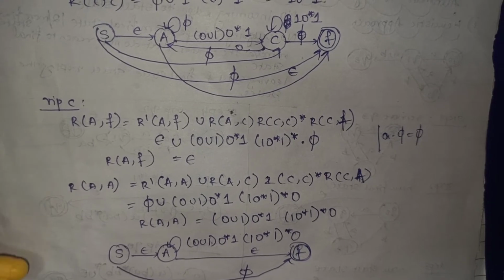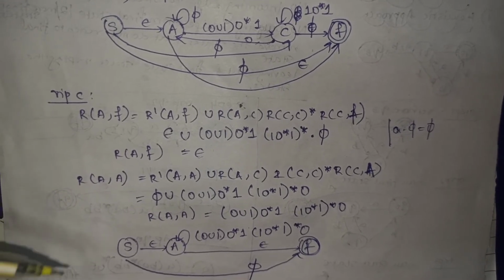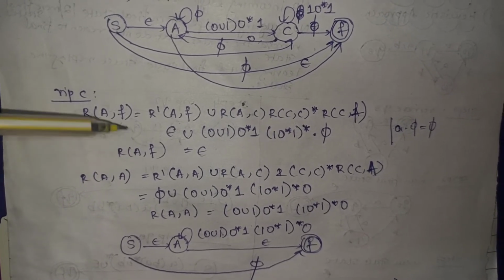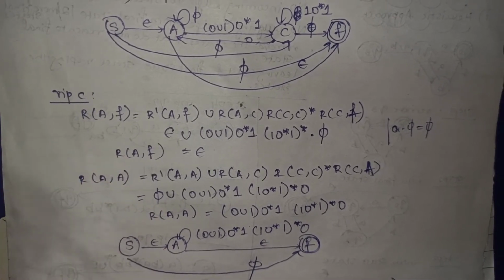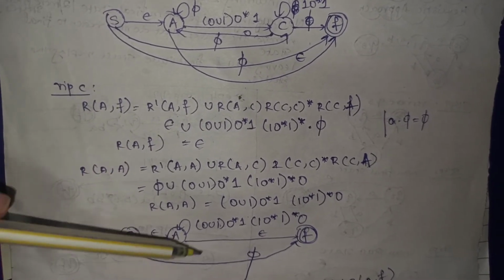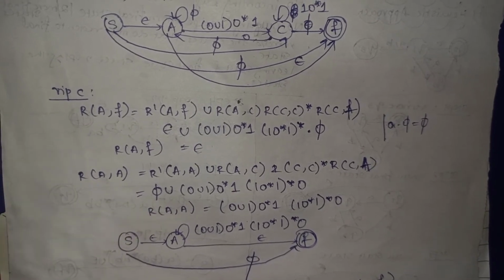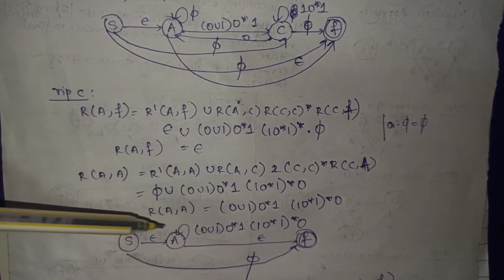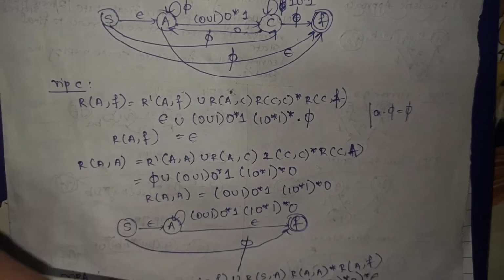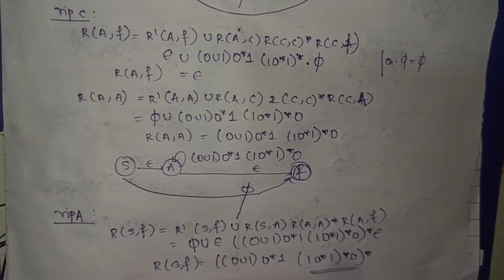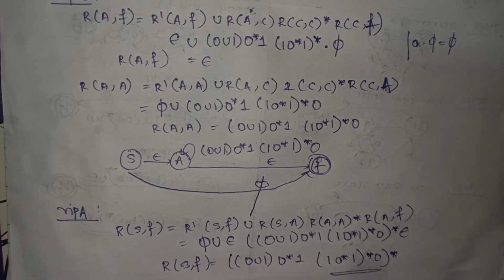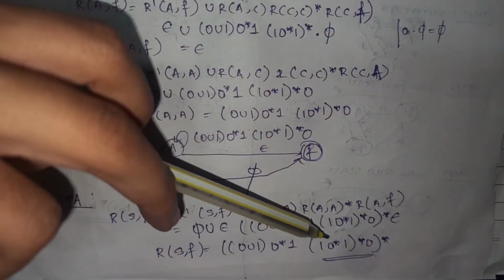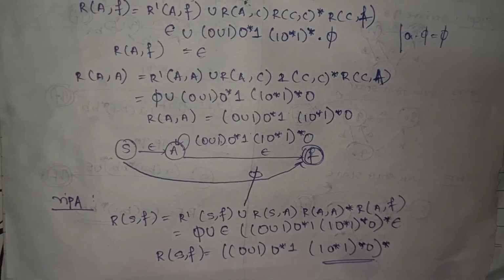So A comma A will be done as it is. Again, the A comma A and A comma F transitions will be replaced with whatever new values you get. Then again you have to rip A. For ripping A, you take the path that is coming across A, that is S comma F. Then you find the transition for S comma F using the formula mentioned earlier. So the last thing is the RE that you'll get in the standard approach.